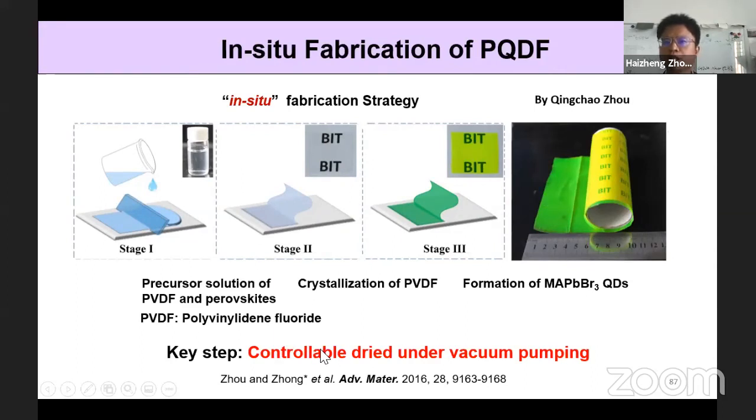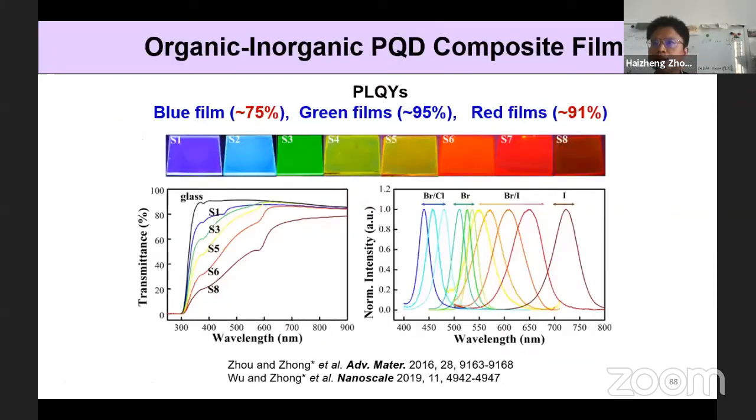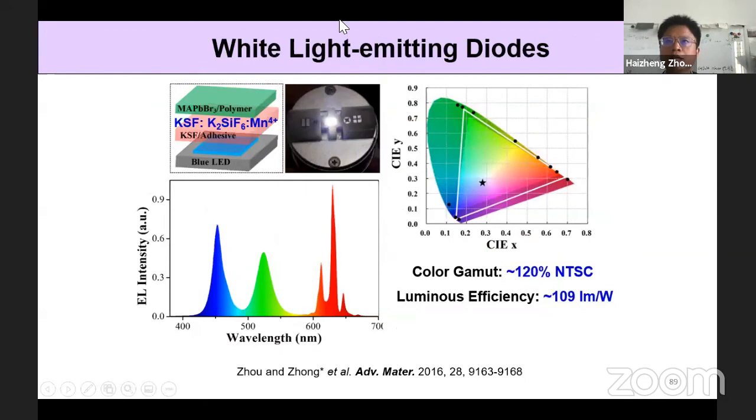The key point is to control the drying under vacuum pumping. And by varying the halides, we achieve tunable emissions from blue to near infrared. All of them show very high photoluminescence quantum yields. And by combining the green thin films with KSF as the red phosphor, we achieved LED backlights with a color gamut of 120% NTSC and a luminescence efficiency of 109 lumens per watt. And this is much better than conventional phosphor-based LEDs.